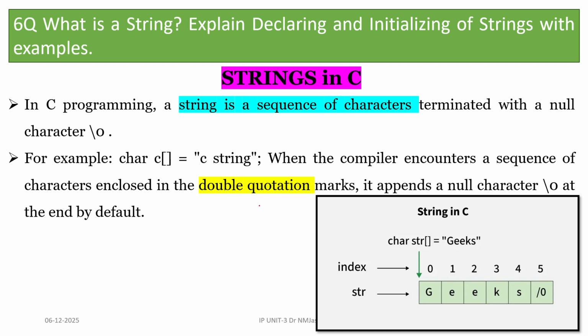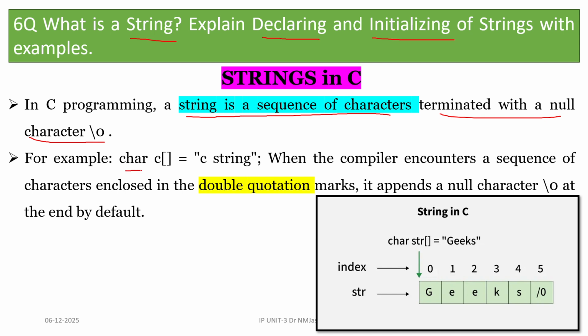Hi students. Now I would like to discuss what the definition of a string is and also how we can declare and initialize a string with an example. If you see the definition of a string in C, it is nothing but a sequence of characters. A string is a sequence of characters terminated with a null character \0. So this is the definition of a string.